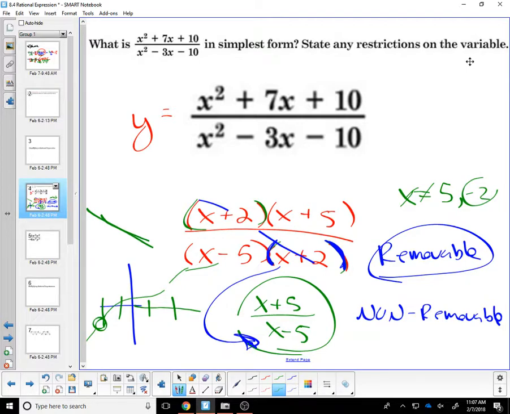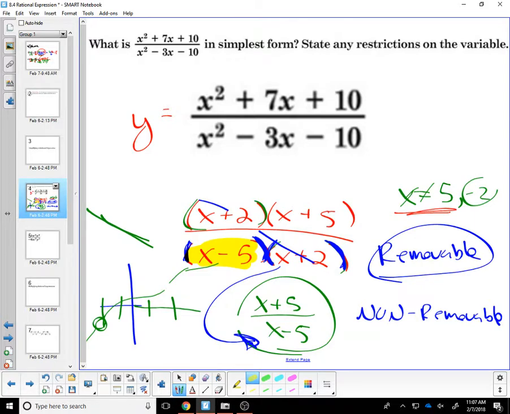We found that the x plus 2 binomial gave us removable discontinuity. Do we have some non-removable discontinuity? We do, because remember, we said x can't be 5 either. This binomial, if x is 5, would become a 0. The entire binomial would become a 0, therefore breaking my problem once again.